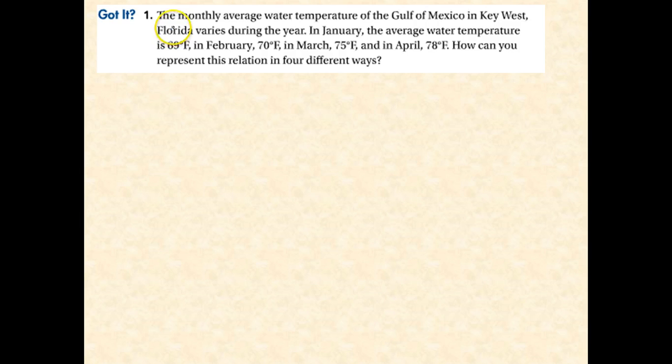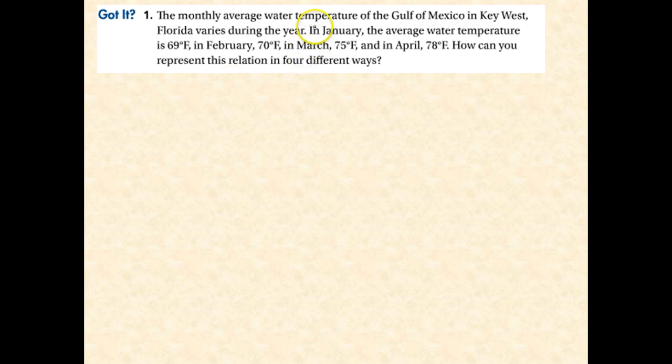Okay, so here we have a problem. You can pause and try to do this on your own, and then push play when you're ready to see me go over it with you. The monthly average water temperature in the Gulf of Mexico in Key West, Florida varies during the year. In January, the average water temperature is 69 degrees. In February, 70 degrees. In March, 75 degrees. In April, 78 degrees. How can I represent that as a relation in four different ways?